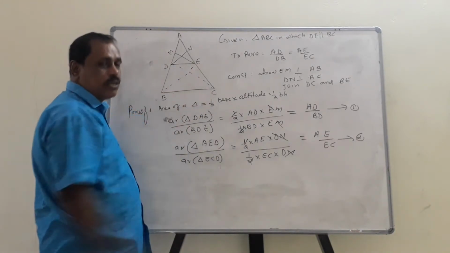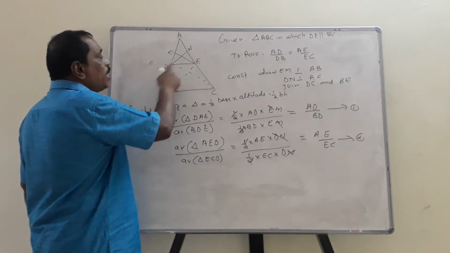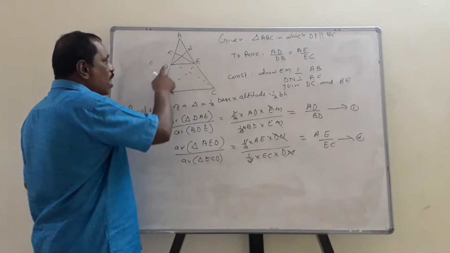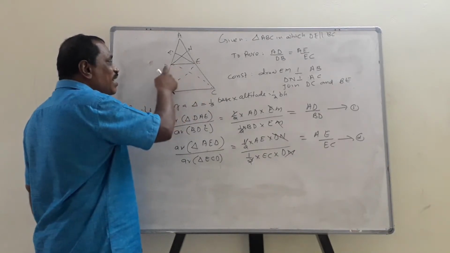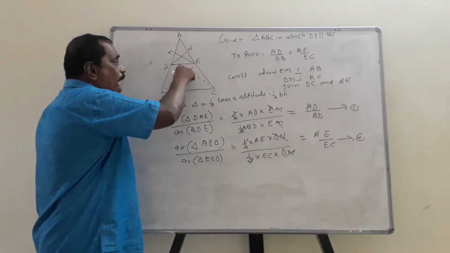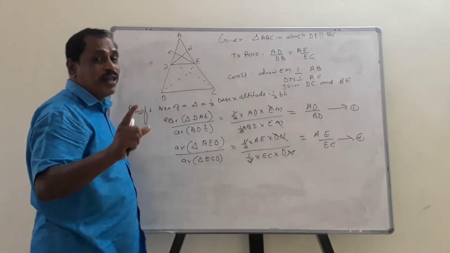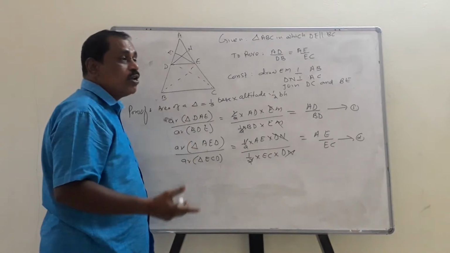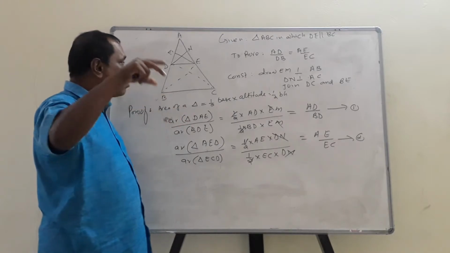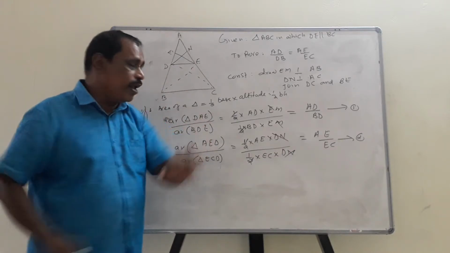DE is parallel to DC, and triangle BDE and triangle ECD have the same base CD and lie between the same parallels, therefore their areas are equal. We studied in the last year, 9th standard, that triangles having the same base and lying between the same parallels are of equal area. We are going to use that.